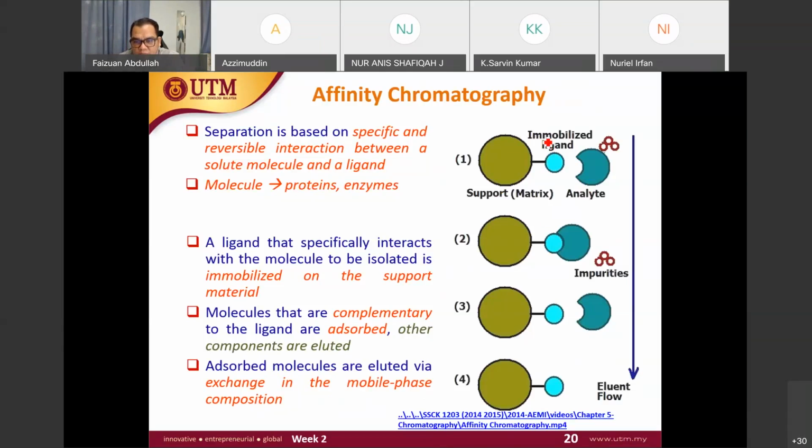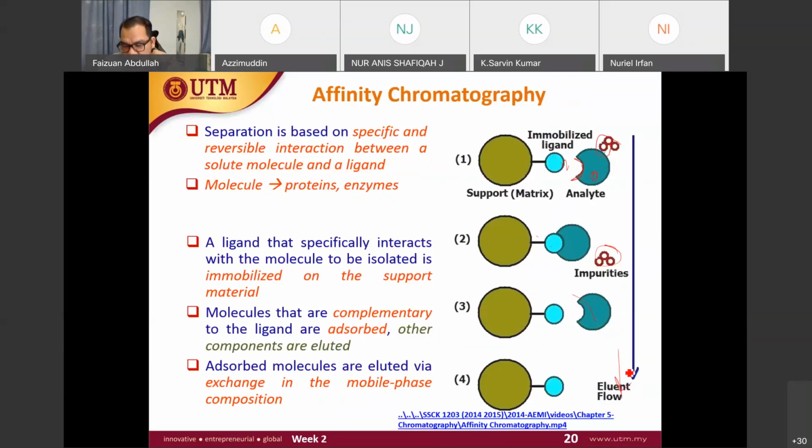For example, this is a support matrix and this is the analyte. Can the impurities attach here? No, right? Only the analyte that we want, that has a certain shape. Like this is a key and this is a lock. It can attach. The impurities, bye bye, cannot be attached on the stationary phase. And then we put back our mobile phase to remove the analyte, to be eluted out from the stationary phase.